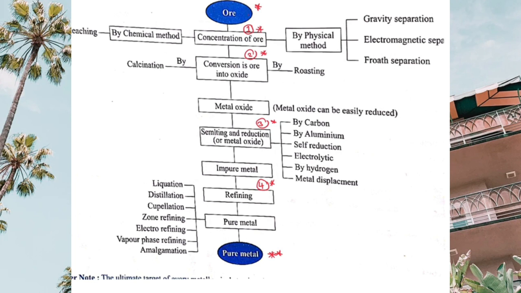Concentration, we have both physical method and chemical method. Conversion of ore, we have both calcination and roasting. And conversion of metal oxide into impure metal, we have smelting and reduction. Refining, we have different methods for different metals. So let us start the session one by one.